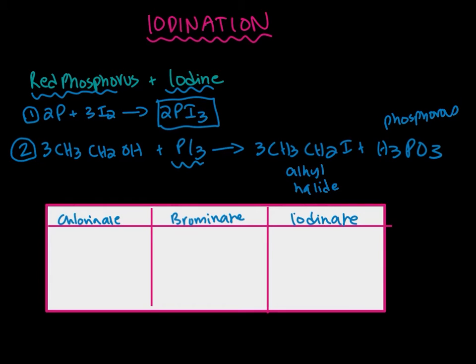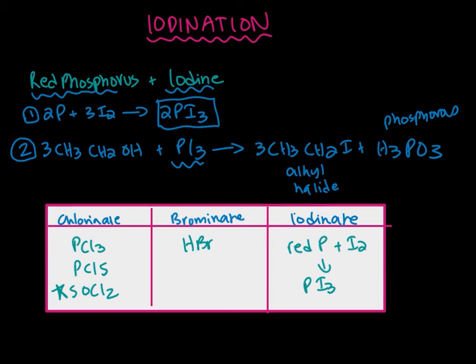Now let's look at a summary of the three main reactions that we've covered up till now. So for chlorination, the reagents that you use are PCl3, PCl5, and SOCl2, which is the main one. And for bromination, you use HBr. And for iodination, you use red phosphorus plus I2, which is going to give you PI3, which is your main reagent. So this was chlorination, bromination, and iodination of alcohols.